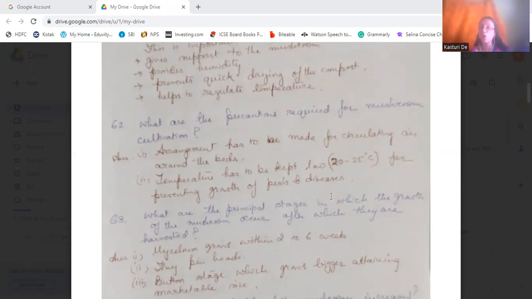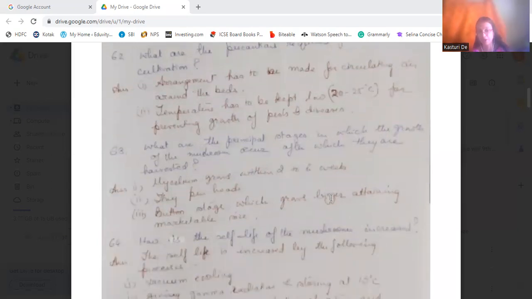Next is, what are the principal stages in which the growth of the mushroom occurs, after which they are harvested? First stage is the mycelium grows within 2 to 6 weeks. First the mycelium grows, then tiny pinheads come, then the button stage, which grows bigger, attaining the marketable size, and then they are harvested. The button stage means the button mushrooms that grow.